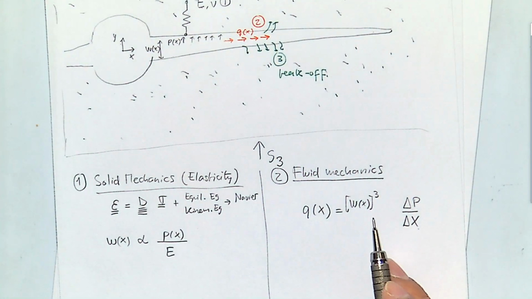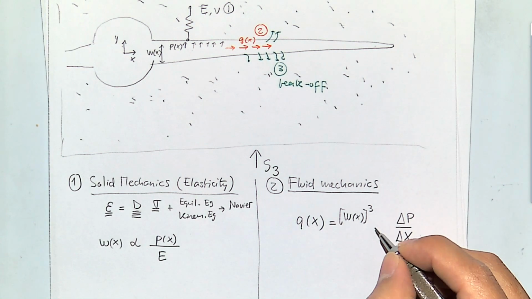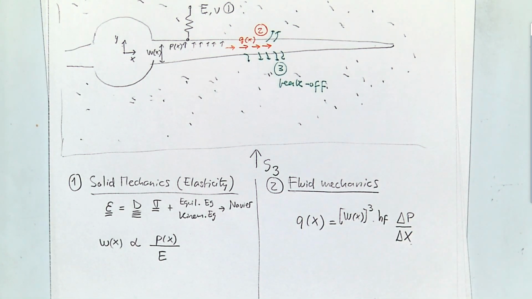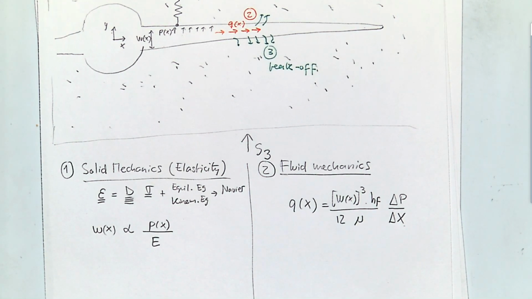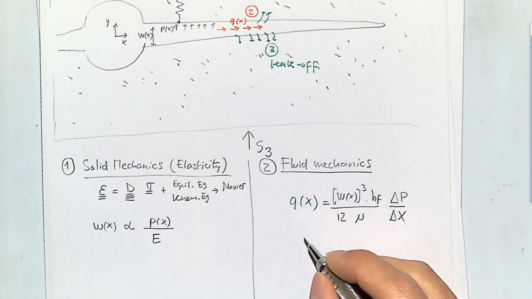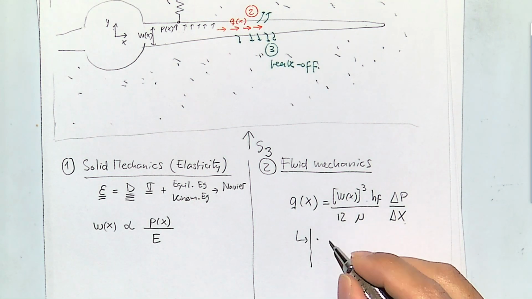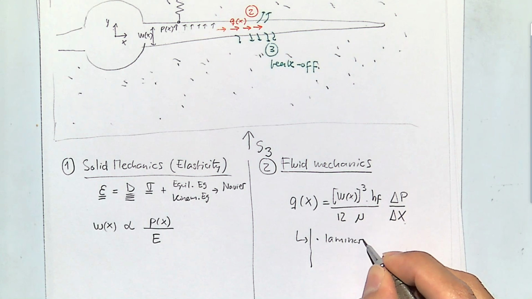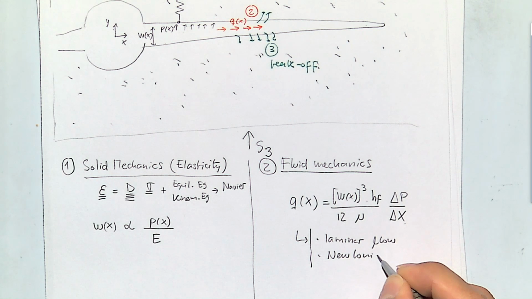And that depends on the cube of the width. So that's a very important variable. It's going to be proportional to the height of the fracture. Let me explain what that is in a bit. And it's going to be inversely proportional to the viscosity of the fluid. So the bigger the viscosity of the fluid, the harder it is to flow the fluid through the fracture. And in order to get to this, we assume laminar flow, a Newtonian fluid, and parallel plates.